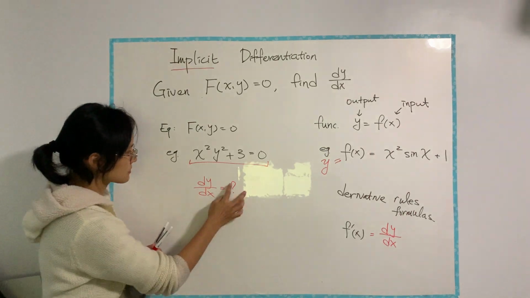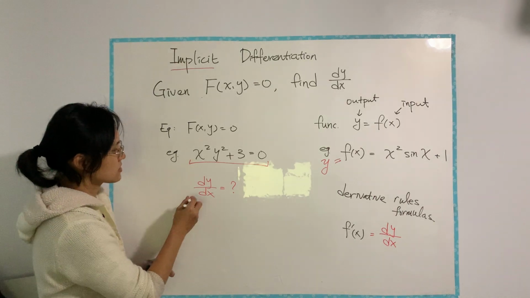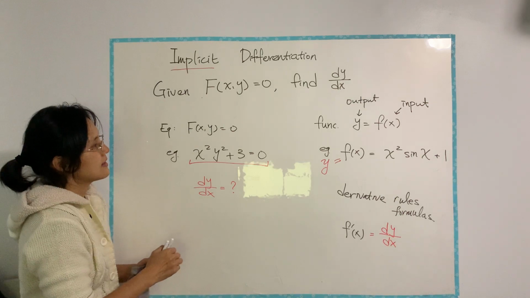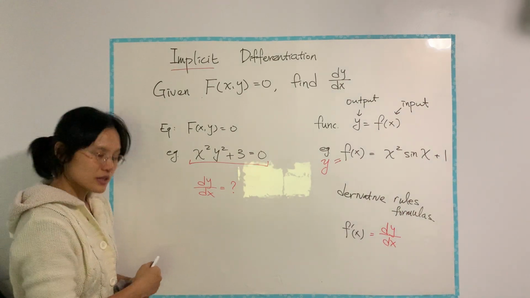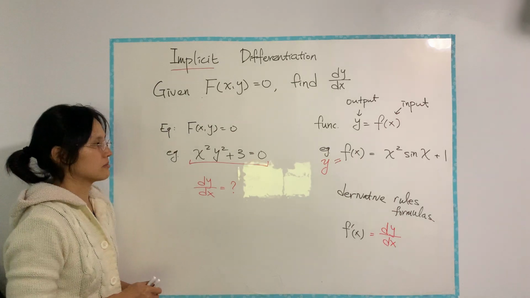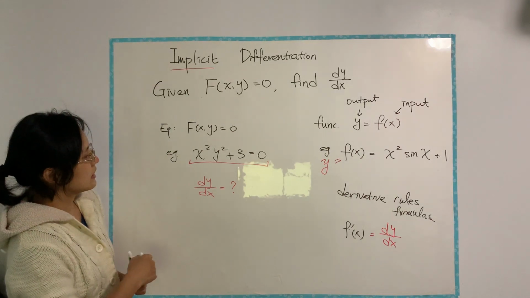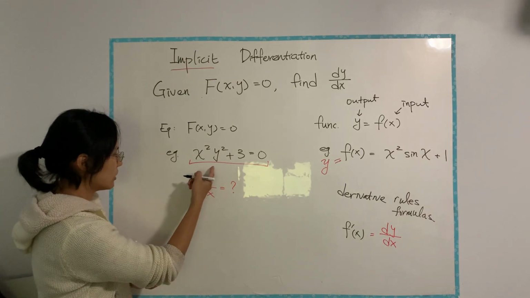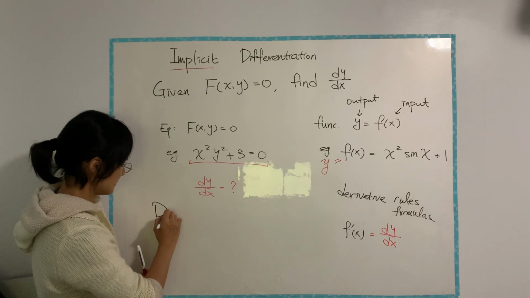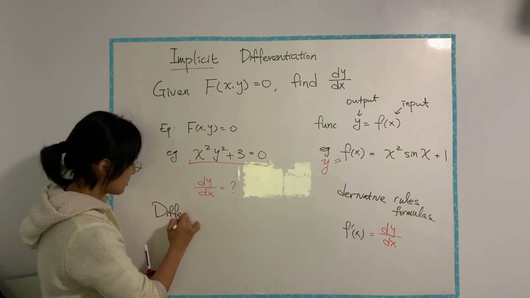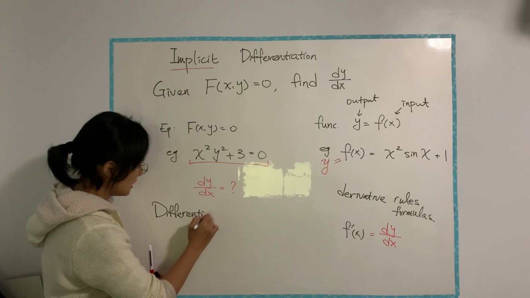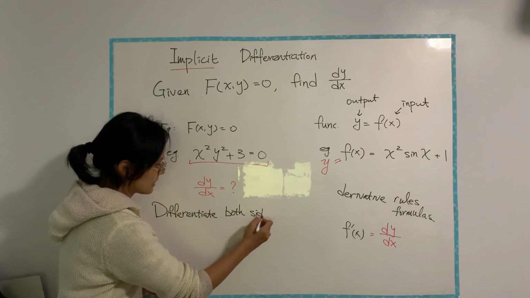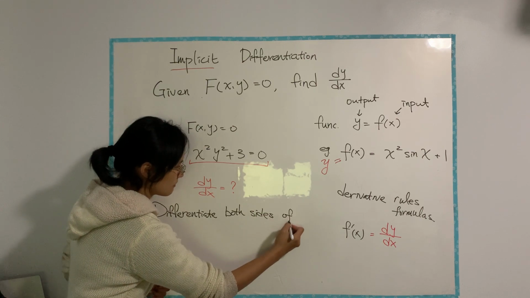So this is what implicit differentiation is about. And implicit differentiation is easier than you might think. You take the equation and differentiate both sides of the equation.